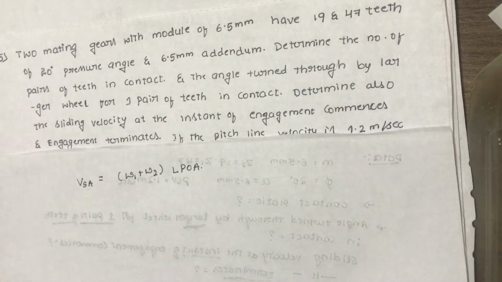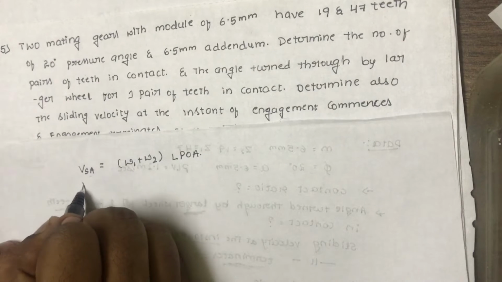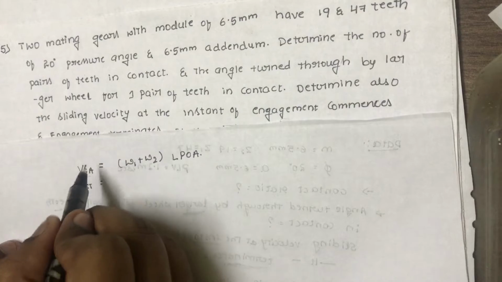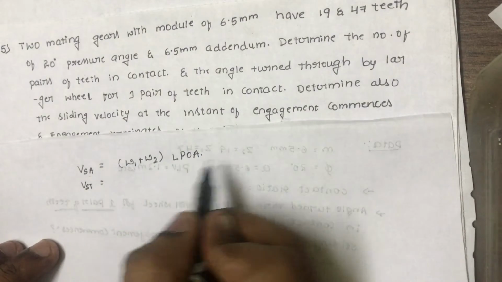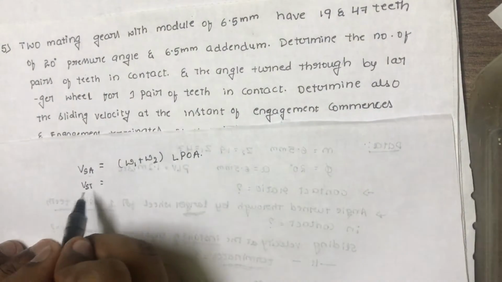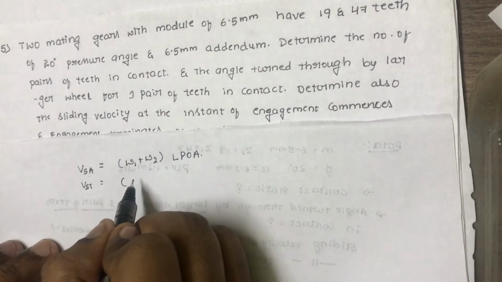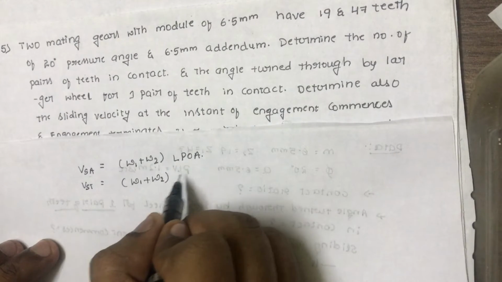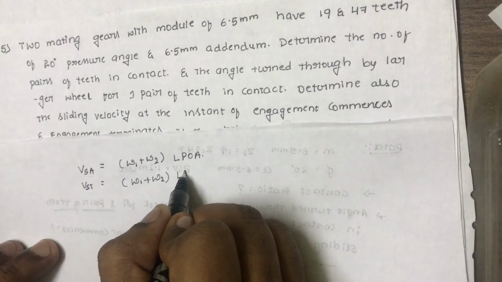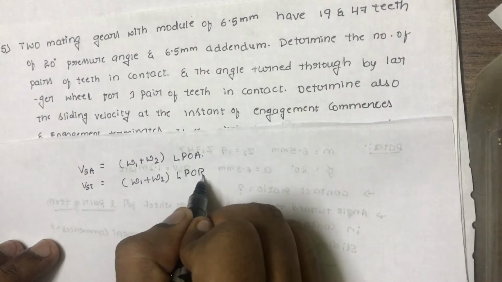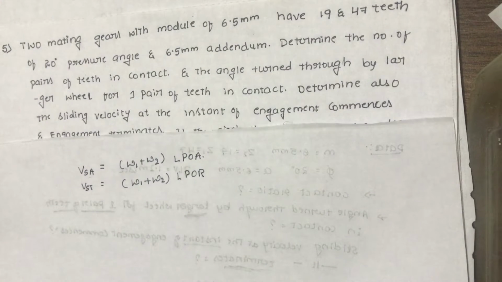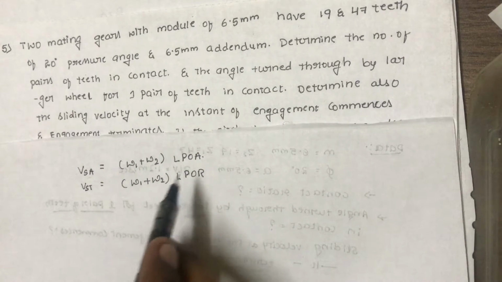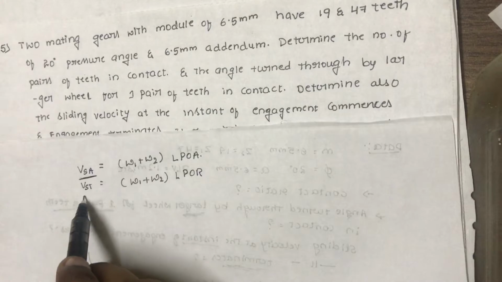Similarly, I'll take VST, where T means terminates and A means approach. VSA is at the instant of engagement commences, and this is terminates. For that, the same formula applies: omega 1 plus omega 2, this summation multiplied by LPOR, the length of path of recess. So if you find these values, you'll get these two.